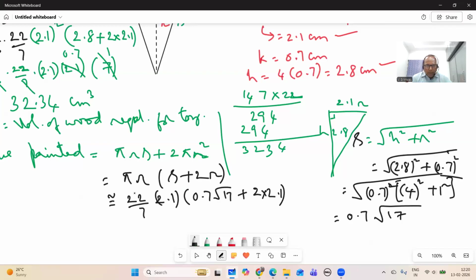Okay, pi is 22 by 7, r is 2.1, s is 0.7 into root 17, plus 2 into r, which is 2.1. 0.7 can be taken out. So this is 22 by 7 into 2.1 into 0.7 into root 17 plus what remains? When 0.7 is out, 3 remains, 3 into 2 is 6.